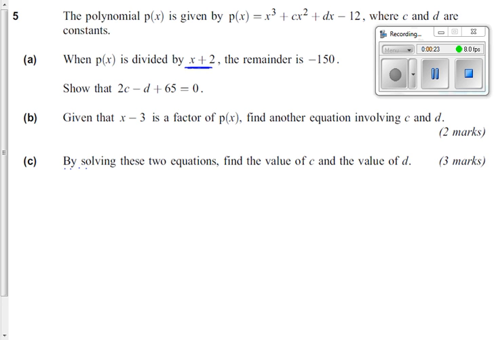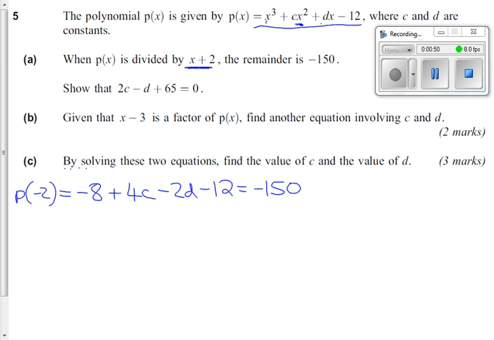You're dividing by x plus 2, so you're trying to find out what p of minus 2 is. That means putting minus 2 into this big long thing here. Well, minus 2 cubed is minus 8. Minus 2 squared is 4, so I've got 4 c's there. I've got minus 2 d's, and I've got minus 12. And the remainder, when we do that, is minus 150.